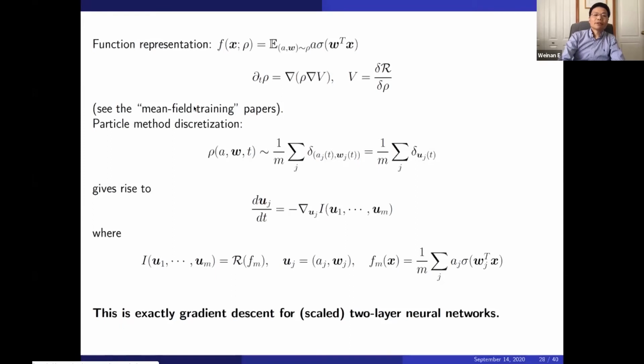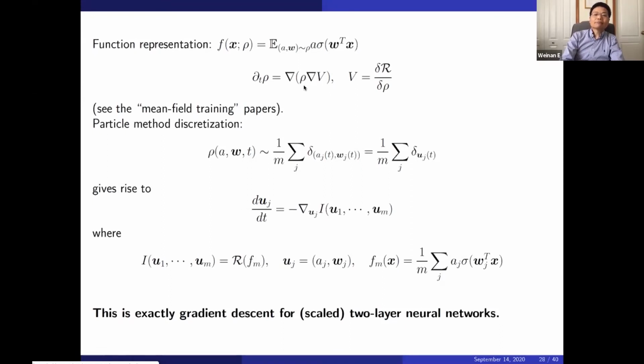viewpoint. There are several independent papers, very, very good papers written 2 years ago that proposed the mean field approach to training 2-layer neural networks. And in the mean field limit, they produced the equation, which is exactly this equation. So now we want to discretize this equation. So how do you do that?